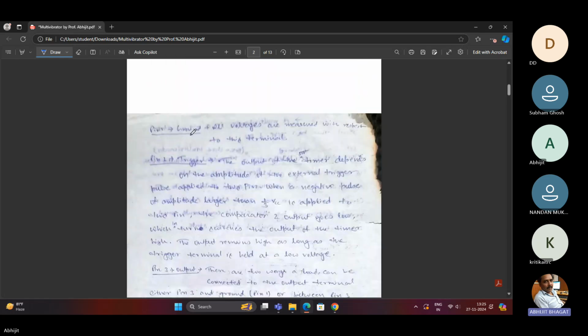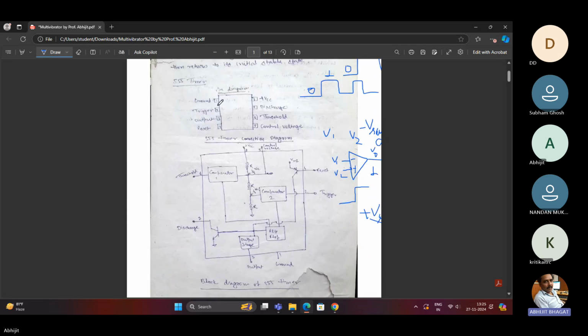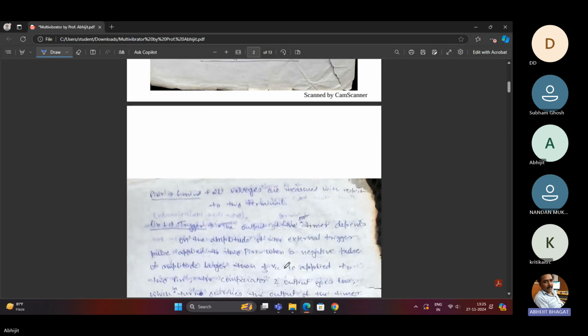This is pin number 1, so pin number 1 is ground. Where is pin number 1? This is pin number 1. It is the ground pin. So what is the function of the ground pin?